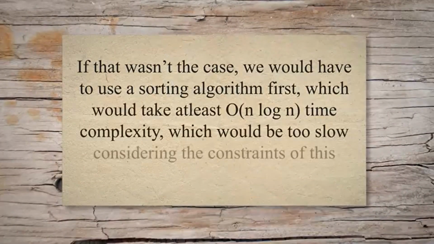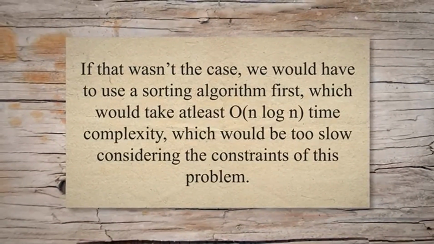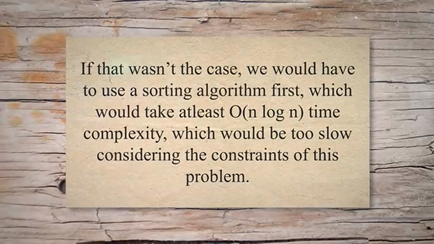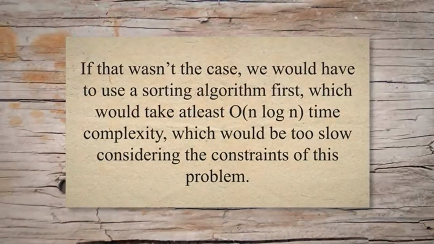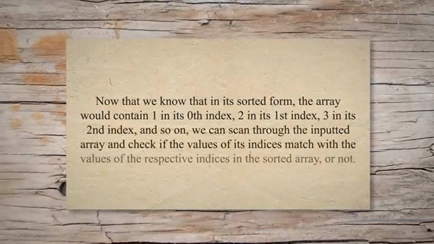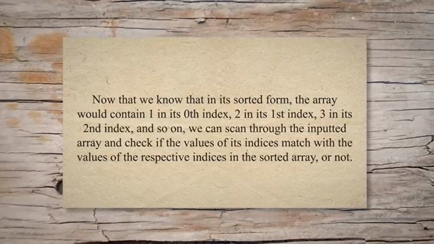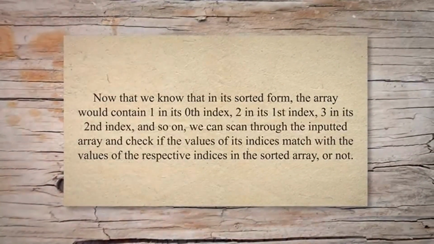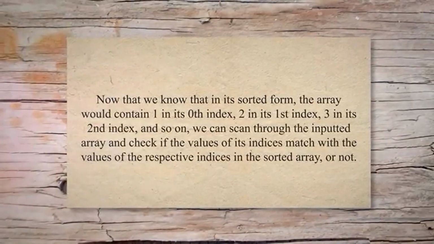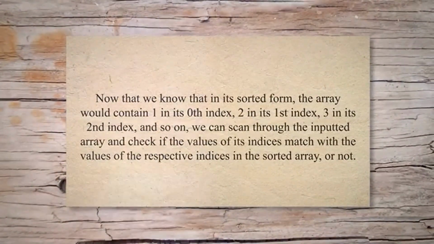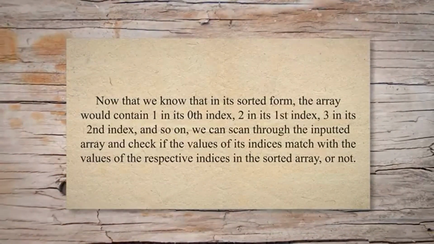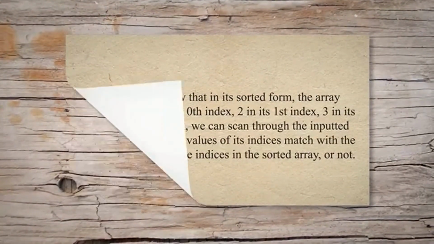If that wasn't the case, we would have to use a sorting algorithm first, which would take at least O(n log n) time complexity, which would be too slow considering the constraints of this problem. Now that we know that in its sorted form, the array would contain 1 in its 0th index, 2 in its first index, 3 in its second index, and so on, we can scan through the inputted array and check if the values of its indices match with the values of the respective indices in the sorted array, or not.